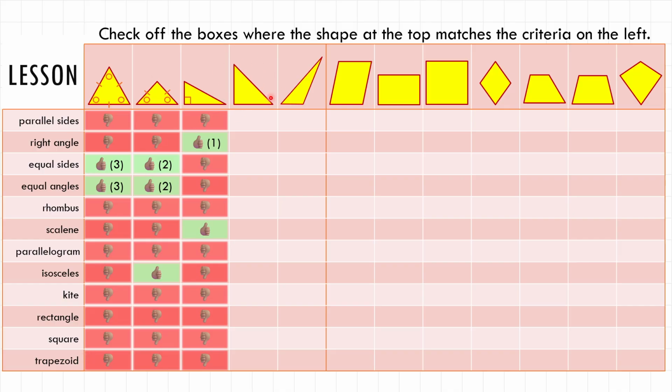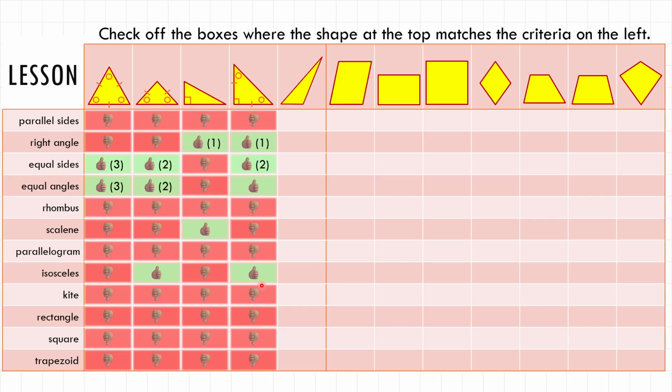The next one that we're looking at, very similar to this one, has no parallel sides. It does have a right angle, but it also has 2 equal sides, this one and this one. And therefore, it has 2 equal angles as well, this one and this one. It's not a rhombus, it's not scalene because it does have 2 equal sides, it's not a parallelogram, but it is isosceles. So this right here is a right isosceles triangle, and definitely not a quadrilateral, so none of these.